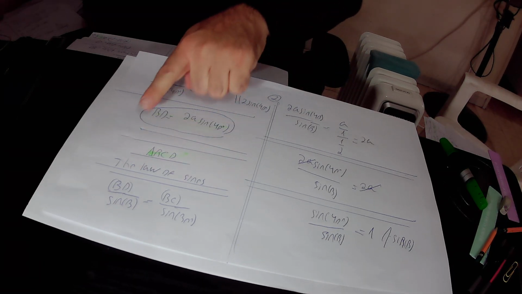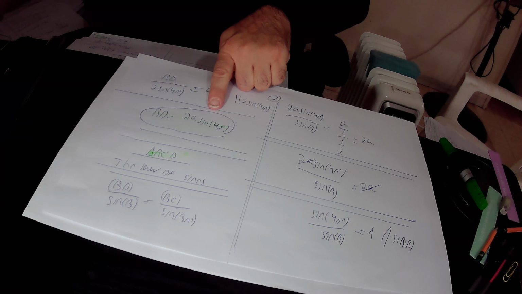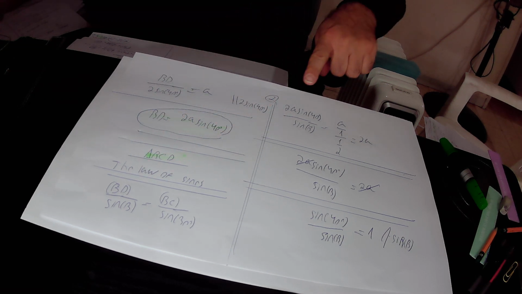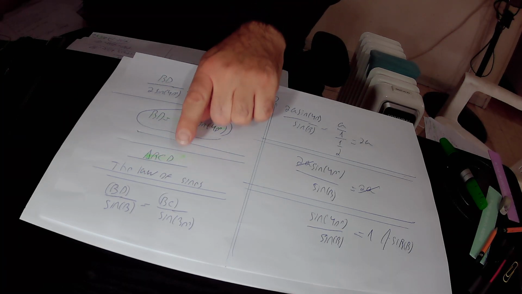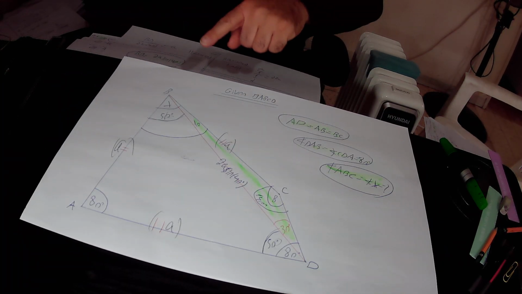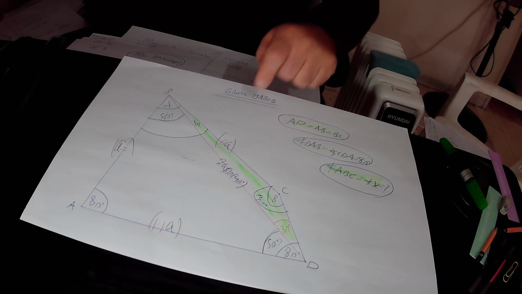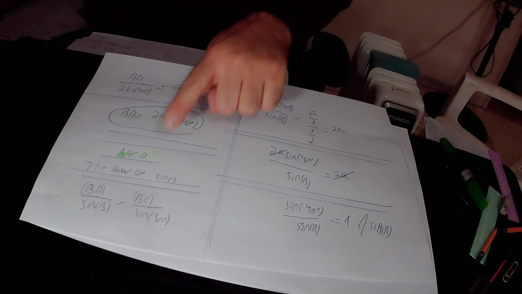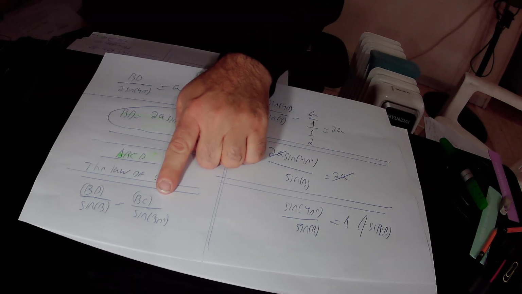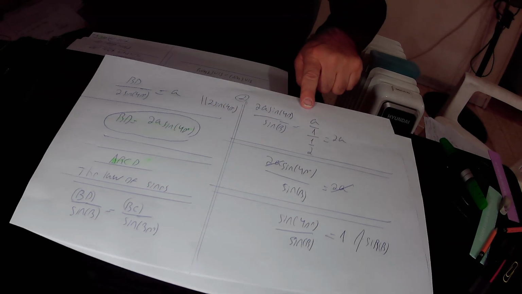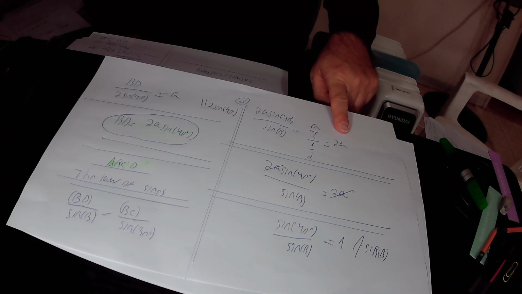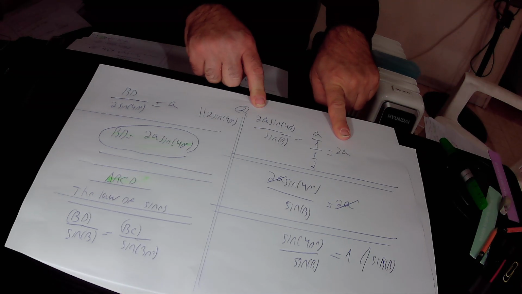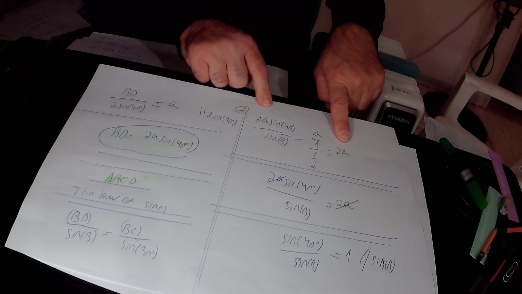We found that BD equals 2A times sine 40 degrees, so we substitute BD by 2A times sine 40 degrees over sine beta equals BC. BC equals A according to our definition, so we substitute BC by A, and sine 40 degrees equals 1/2. So on this side of the equation, we have A over 1/2, which is 2A. Those two sides of the equation are equal to each other. That is to say, 2A times sine 40 degrees over sine beta equals 2A.